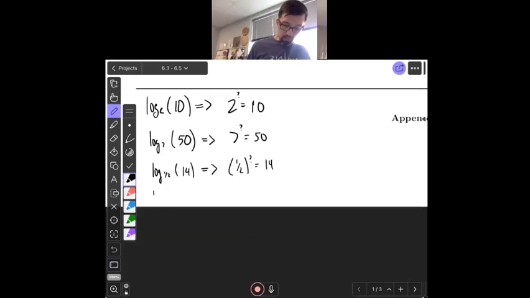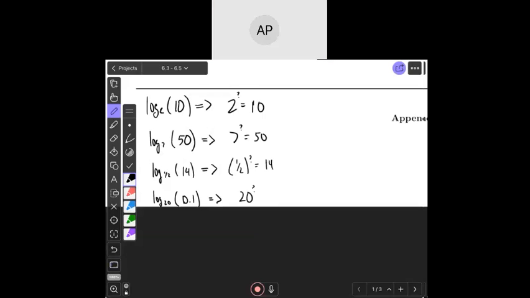Piper. What about log base 20 of 0.1? What's that mean? 20 to what power equals 0.1? See if I can trick you now.